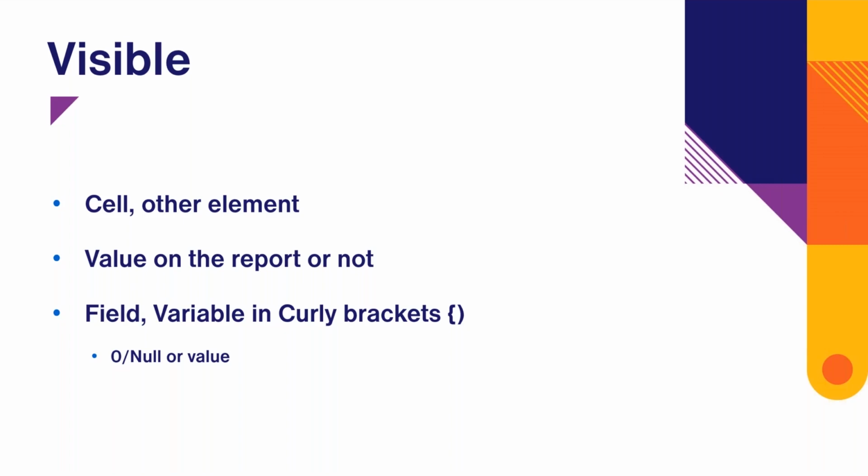This is useful if you want to specify, for example, that if that field has a value, you want to show it on the report. If it doesn't have a value, the space should not be used. For this, we just enter a name of the field for that visible parameter of a cell or other element.